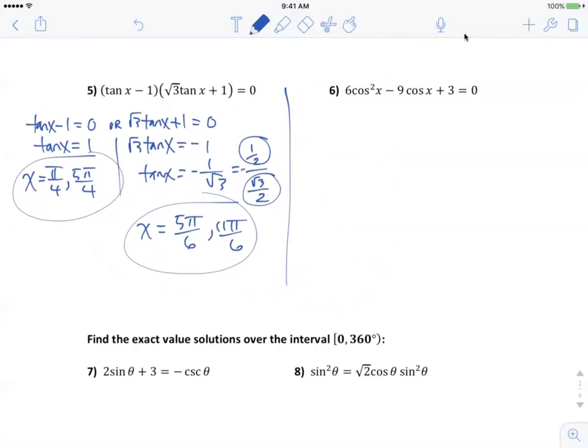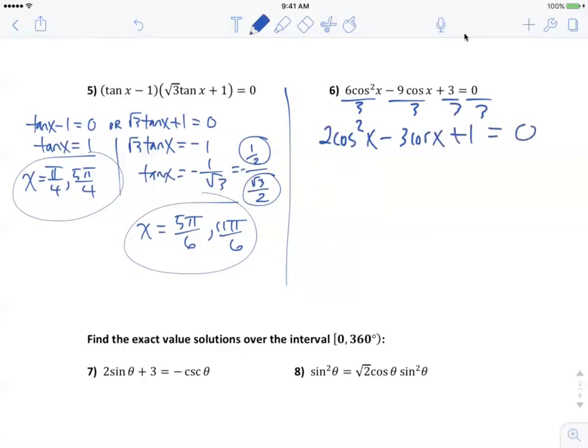Here I have now a trinomial. Remember trinomials, how to solve them? So the first step is to factor. I also notice here that the coefficients 6, 9, and 3 are all divisible by 3. Probably divide that out real quick. Just divide out a 3. That's legal. So I get 2 cosine squared x minus 3 cosine x plus 1.